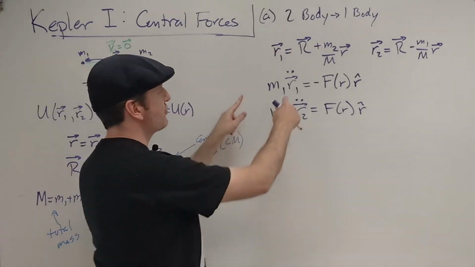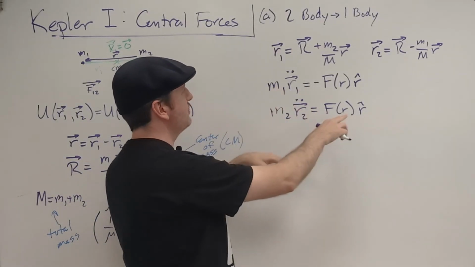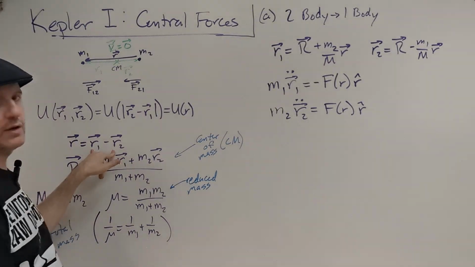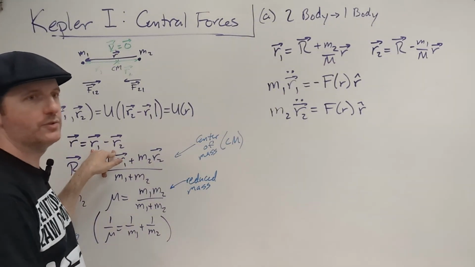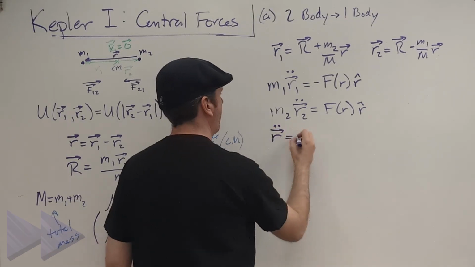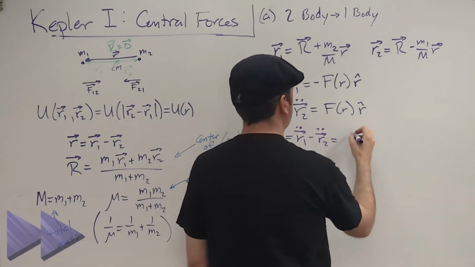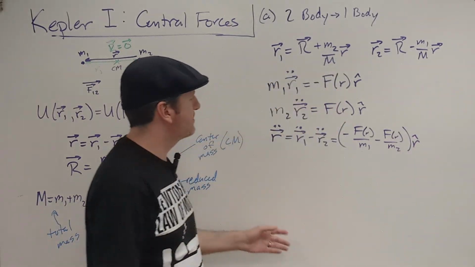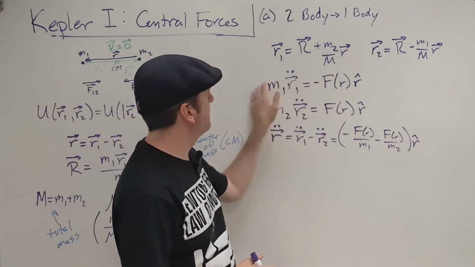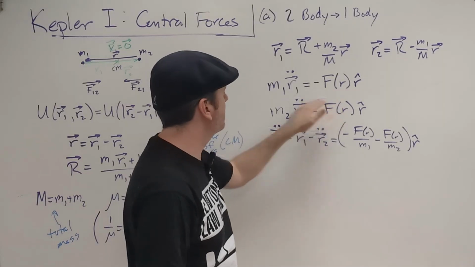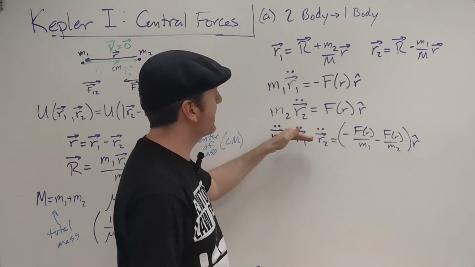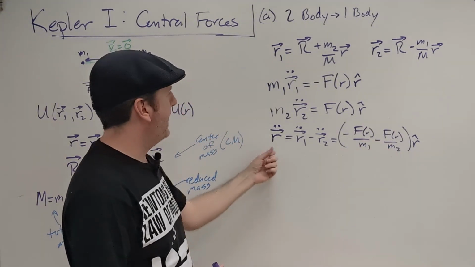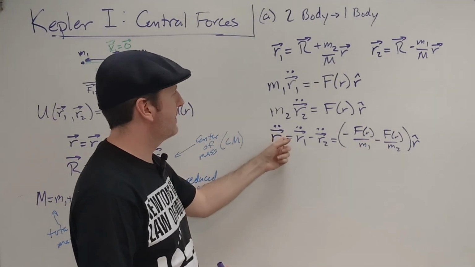And now, if I subtract these 2 equations after moving the m's over, I'll end up with something like R1 minus R2 double dot. Okay, so let's make sure we understand that. So I took this, I divided by m1. I took this, I divided by m2. I subtracted them from each other, so I actually pick up a minus on both of the terms. And this is equal to r double dot.